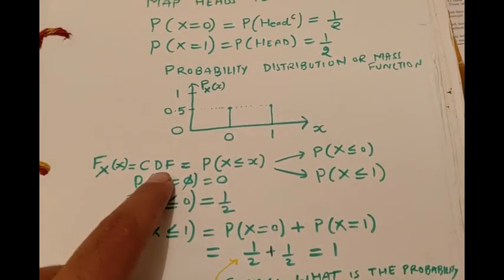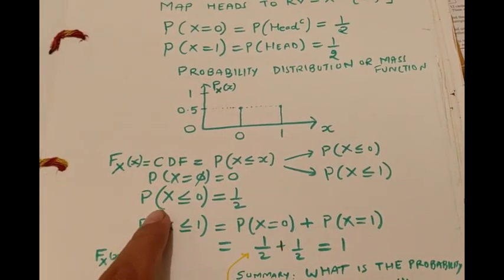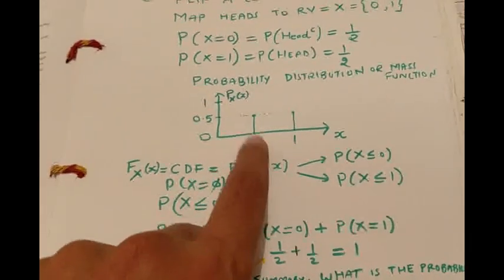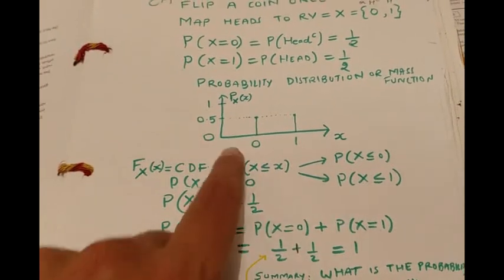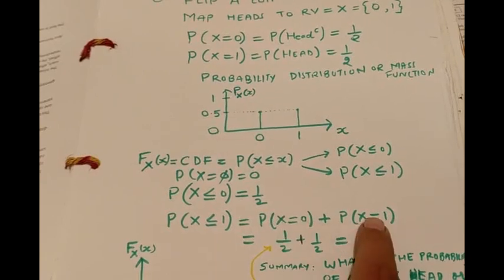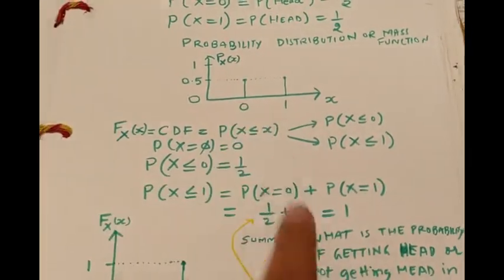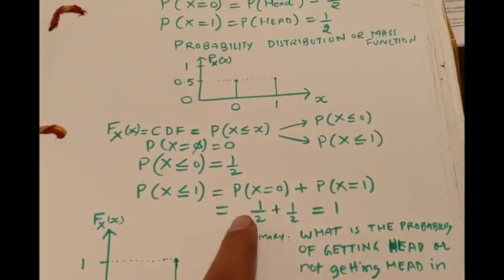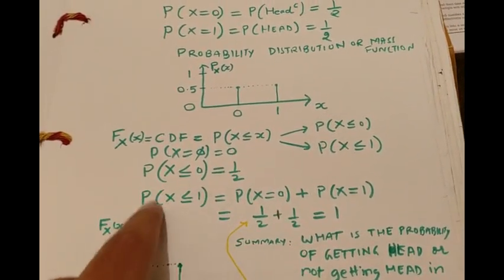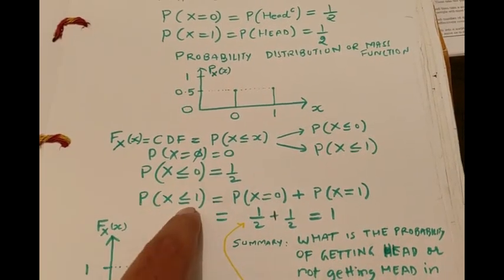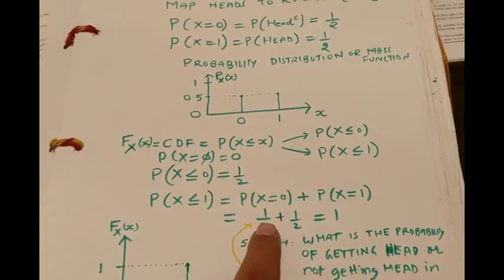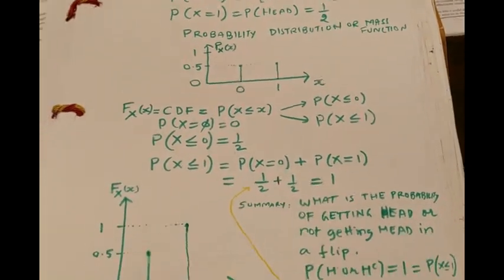Cumulative distribution can be given by asking ourselves this question: what is the probability of x taking a value less than 0? It is just this much. What is the probability of x taking this value or less than this? It is the sum of these two. So this graph helps us a lot in understanding what the cumulative distribution function is. So the probability of x less than or equal to 1, this and this included, gives us the cumulative distribution graph.